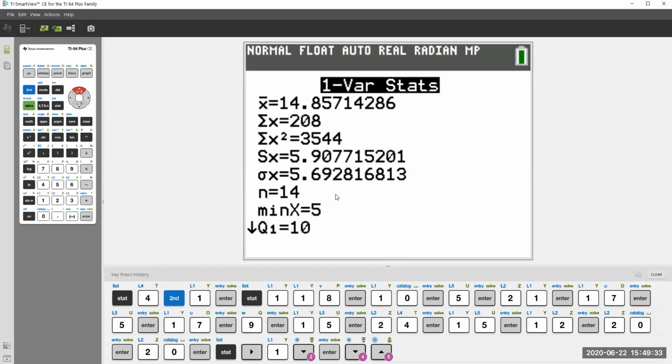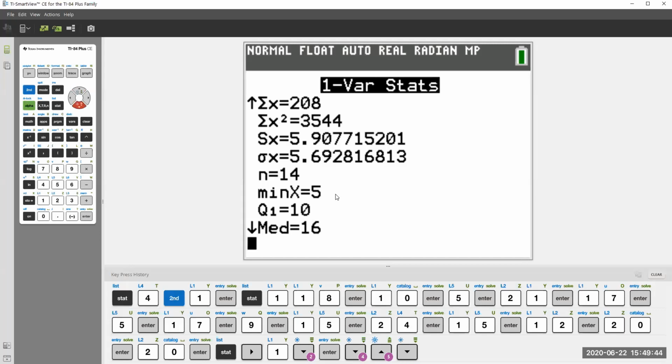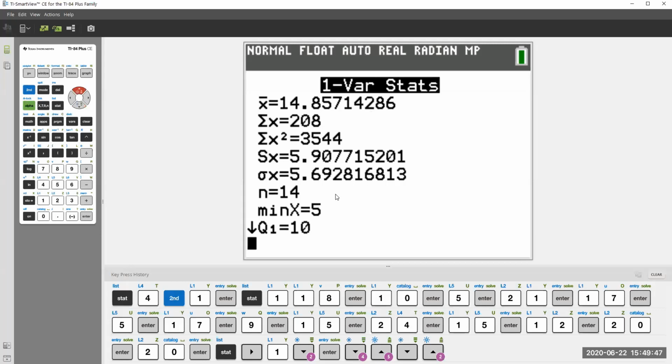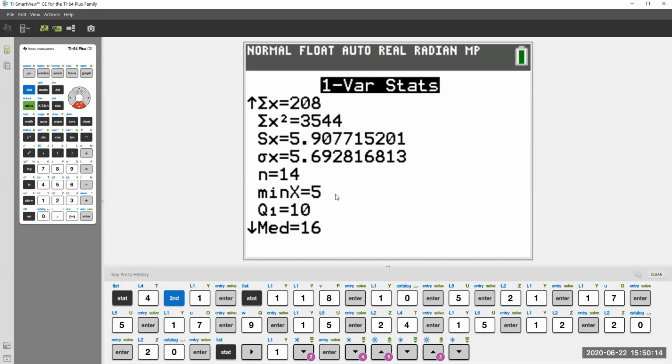So first, I'm going to write down the mean, 14.85, and the median down here is 16. I'm going to round. So x bar is 14.9. I'm going to round to 1 decimal digit because all my data values are whole numbers. And the median is 16.